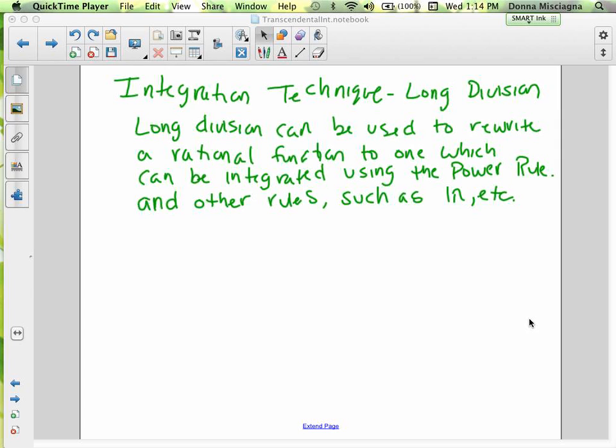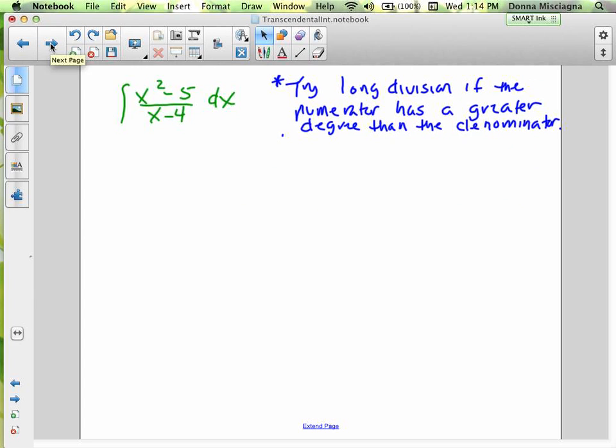So long division can be used to rewrite a rational function to one which can be integrated using the power rule and other rules such as natural log, etc. All right, so let's take a look. We're going to just do two examples. Once you get the idea, I think you'll get it right away. And when to try this: try long division if the numerator has a greater degree than the denominator. You can rewrite it and then have something you can deal with.